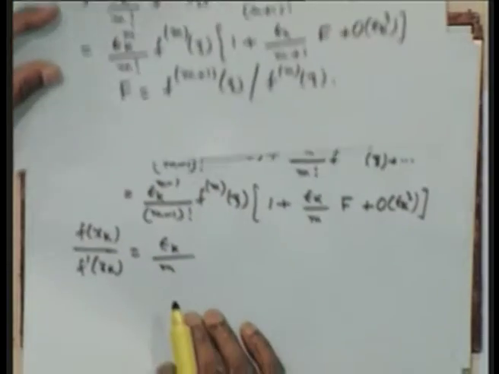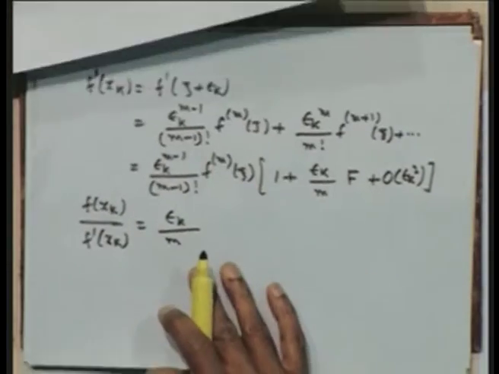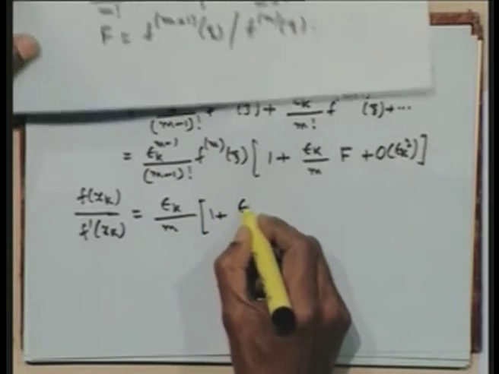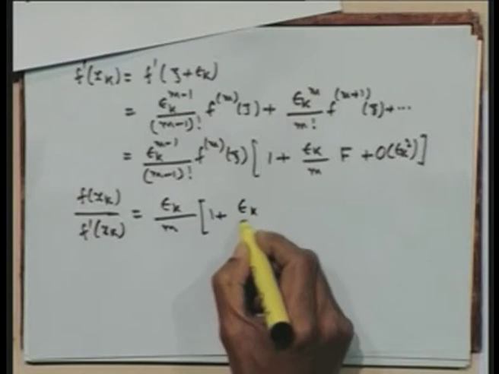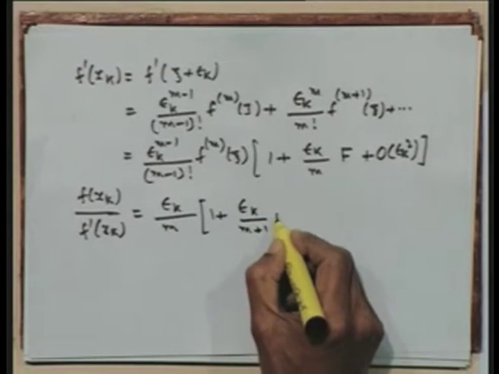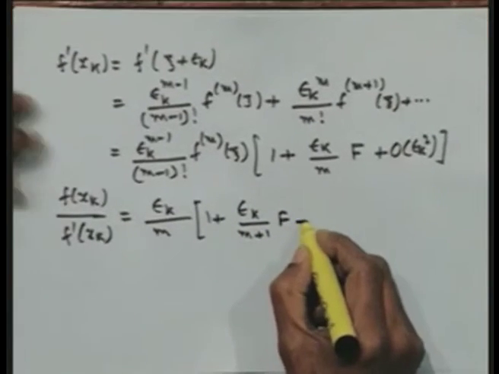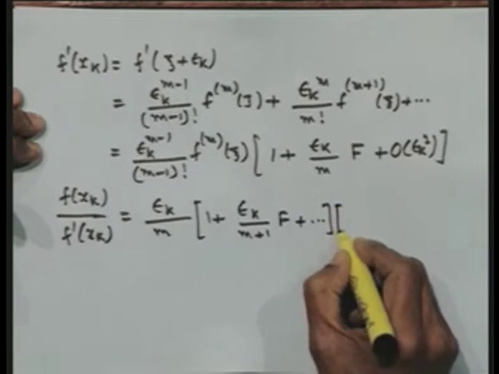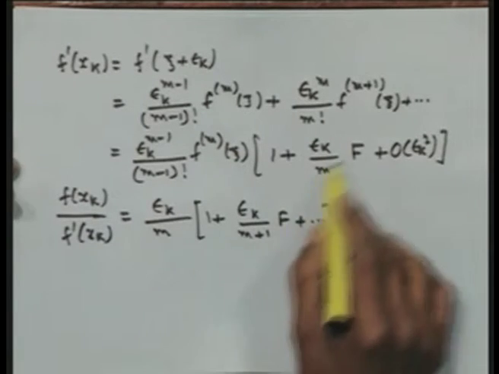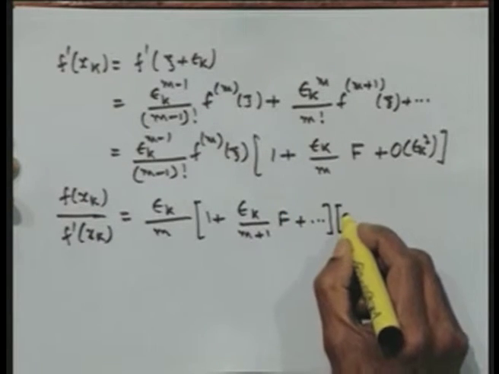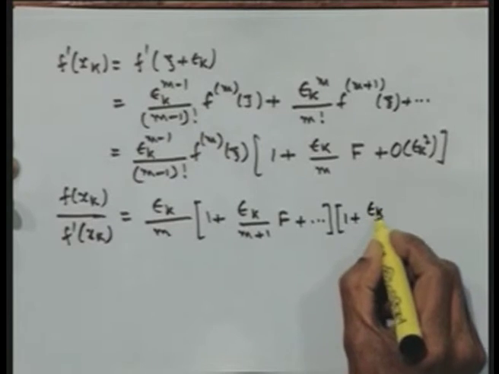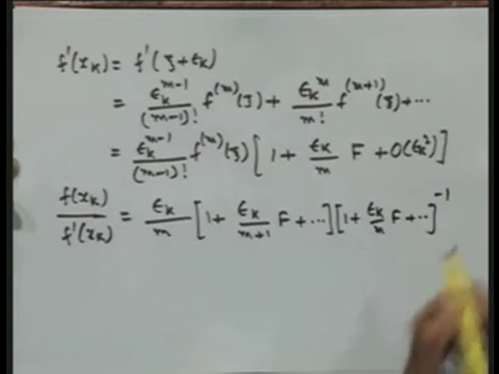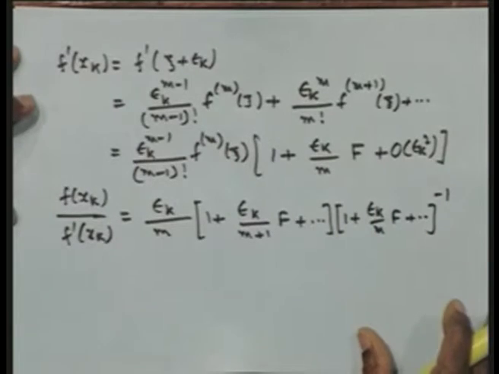So the remaining part gets cancelled out of this particular ratio, and what we have here is 1 plus, I am writing this particular term, epsilon k upon m plus 1 into f, plus higher order terms. In the denominator I have this particular factor, which I will take up and write as 1 plus epsilon k by m times f, this to the power of minus 1. So I have taken the denominator up.